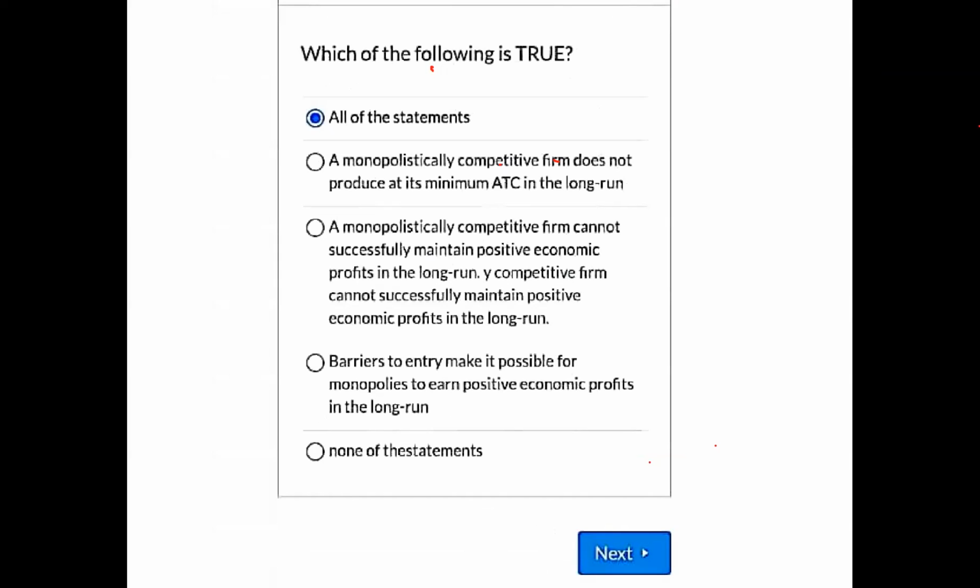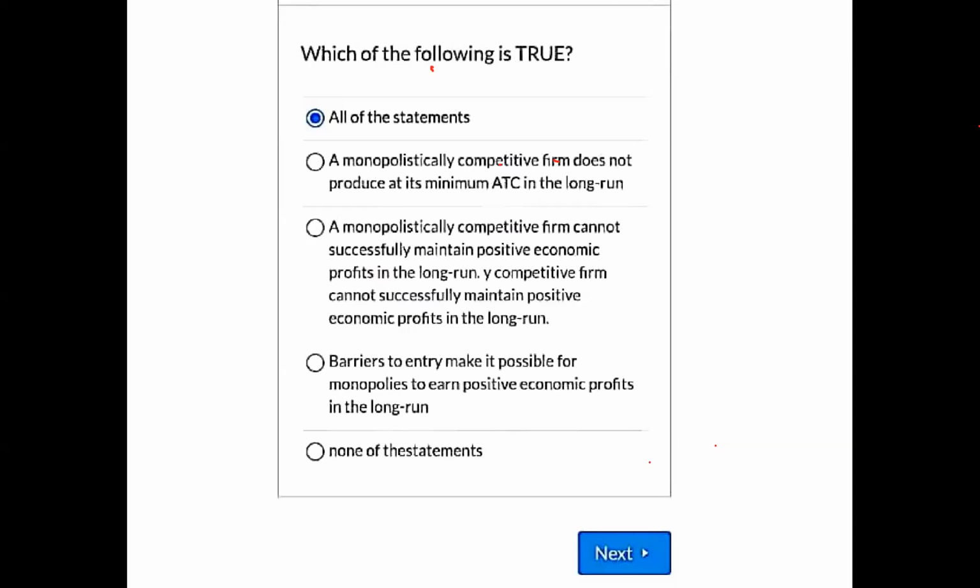I said that a monopolistically competitive firm does not produce at its minimum ATC in the long run. Even if you Google that, that's what is there. Then a monopolistically competitive firm cannot successfully maintain positive economic profit in the long run, because a monopolistic firm doesn't make economic profit in the long run. A monopoly is not a competitive one. That's what was said. So I don't know.